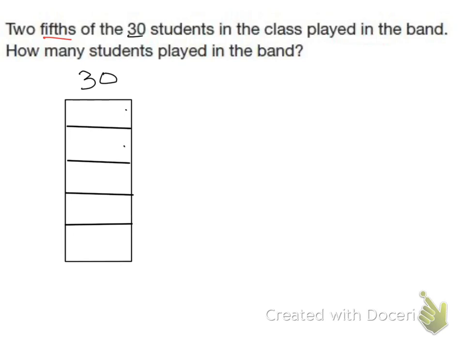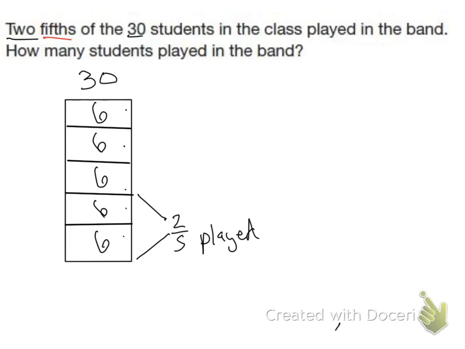And then I divide that 30 into 5 pieces. 30 divided by 5 is 6. So each of these pieces is 6. Now it says 2/5 played in the band. So here we go. This is 2/5, and these are the ones that played, which means that these ones didn't play. And that's 3/5.